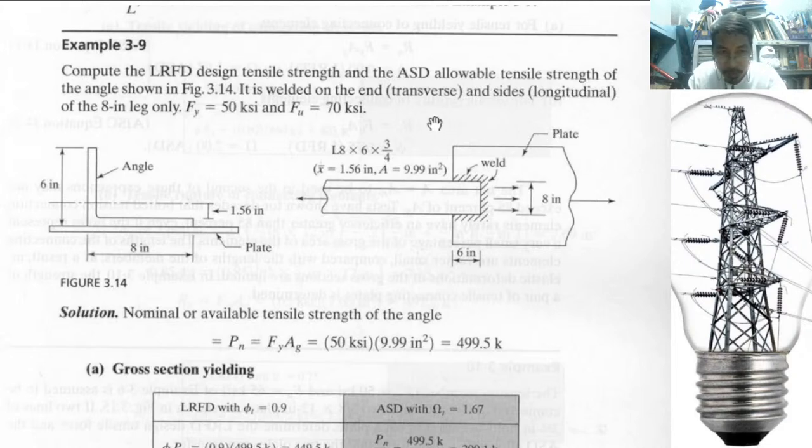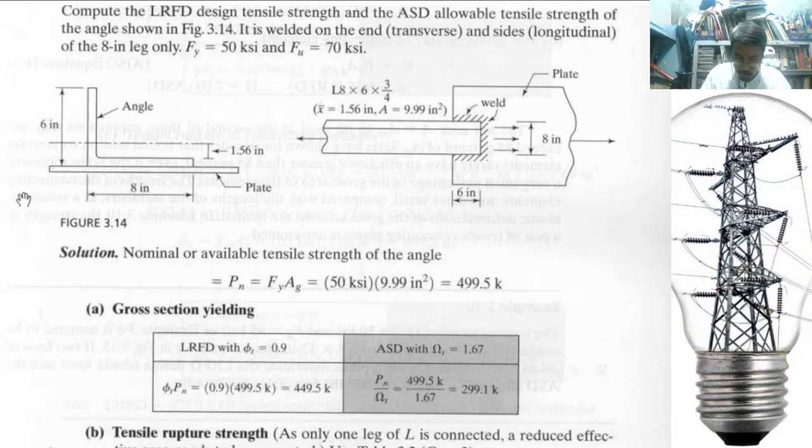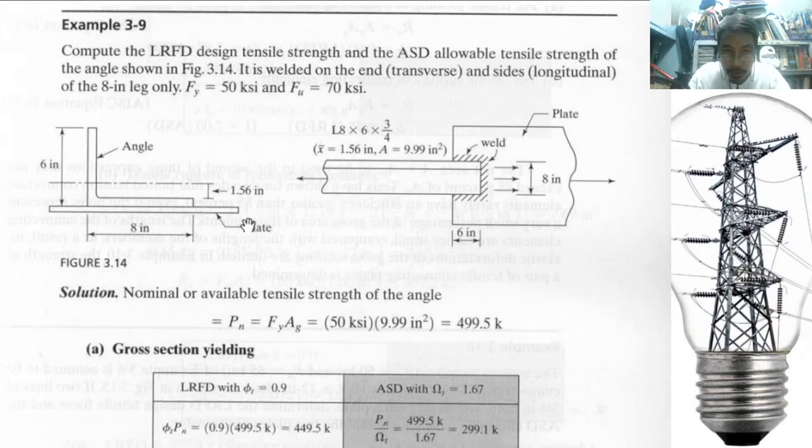Of the angle shown in the figure, so angular bar. It is welded on the end, transverse, and sides, longitudinal, of the 8-inch leg only. So, meaning on one leg only. It is supported by a welded joint on one leg. And it is not an equal leg angular bar. One leg is 6 inches, the other leg is 8 inches. So, if you are confronted with this type of angle, you have to connect it on the wider leg, not on the 6 inches. You have to use the 8 inch.